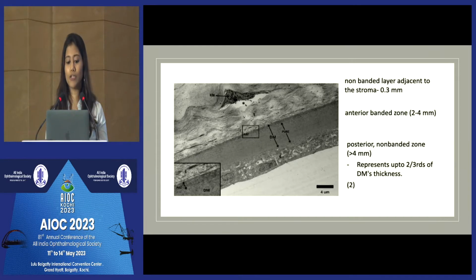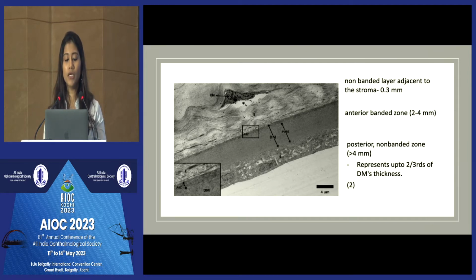A brief histopathology. It consists of three layers. One is the non-banded layer, which is the thinnest, measures about 3.3 microns, and is present just adjacent to the stroma. Then followed by the anterior banded zone and a posterior non-banded zone. The posterior non-banded zone measures about 4 microns and represents about two-thirds the thickness of the Descemet's membrane.